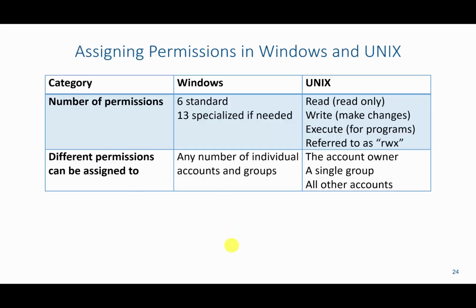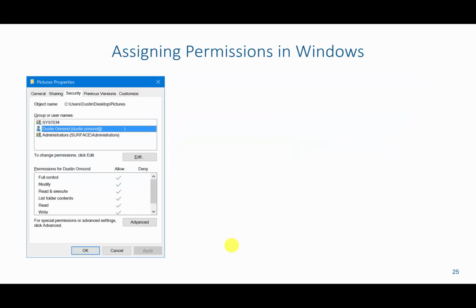When it comes to assigning permissions, in Windows there are 6 standard permissions and 13 specialized. In Unix there are 3 permissions: read, write, or execute. Read allows you to open the file, write allows you to make changes to the file, and execute allows you to actually run the file, also known as RWX. For Windows, different permissions can be assigned to any number of individual accounts and groups. One restriction of Unix is that the permissions can only be assigned to the account owner, a single group, and all other accounts.